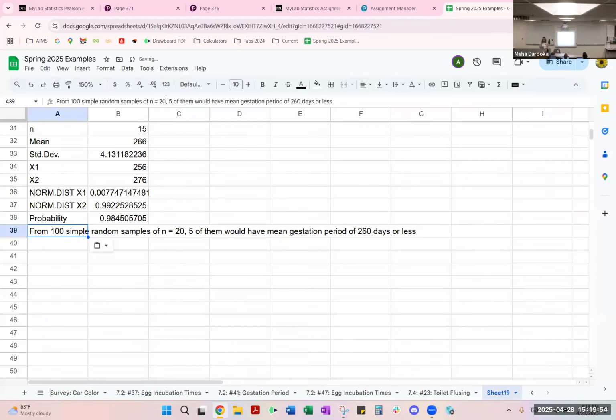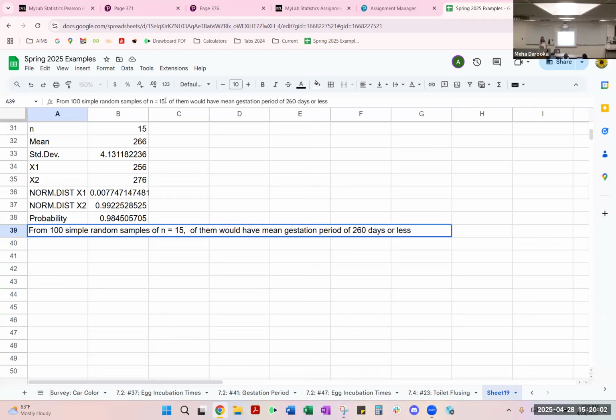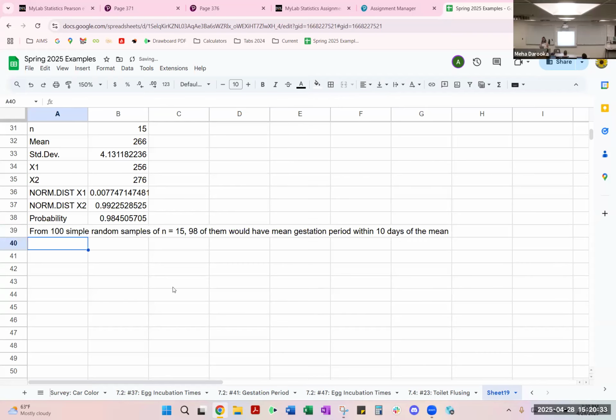So as an interpretation, you would say, okay, if we have a random sample of 15 people, 100 random samples, how many of them would fall under that category? So what does that 0.98 mean? So out of 100 random samples of 15 people each, 98 of them would have a mean gestation period within 10 days of the mean. Pretty high.